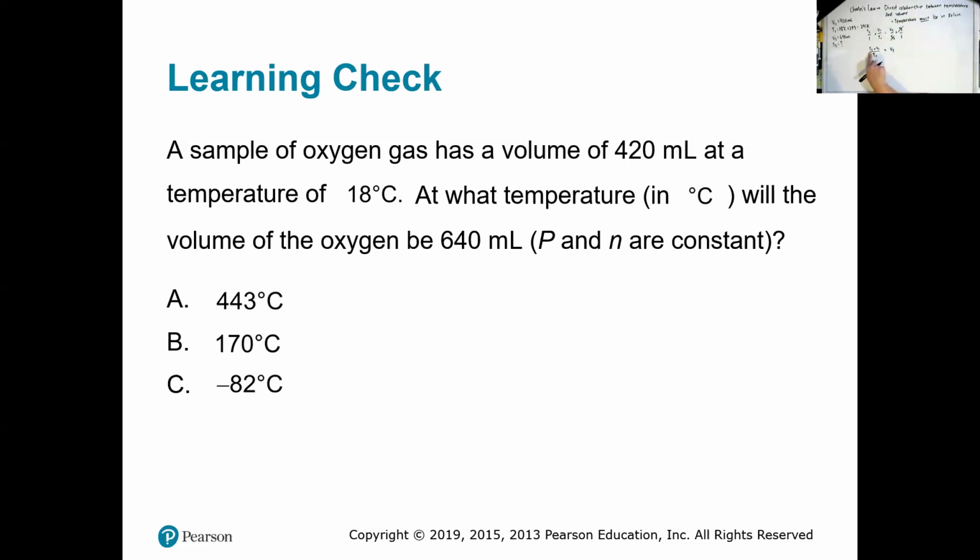And now to get the T2 by itself, I'm going to multiply both sides by the reciprocal of what's over here on my left side that I'm trying to move over to my right side. So that's going to be T1 over V1. And so you see my T1s cancel out, my V1s cancel out, and now whatever I used as a multiplier on my left side, I have to use that same thing on my right side.